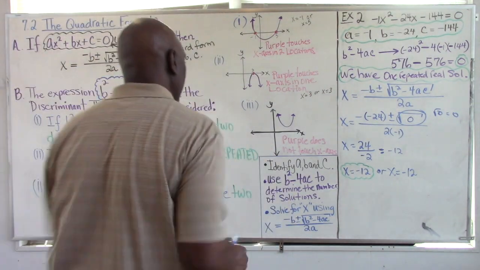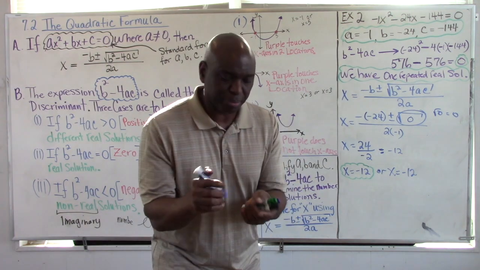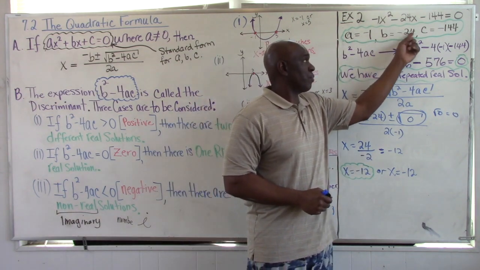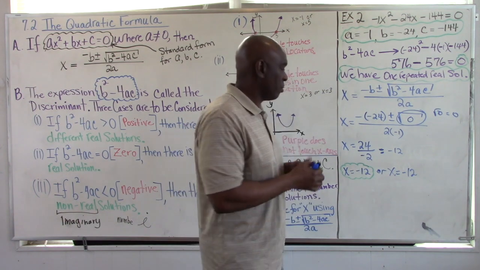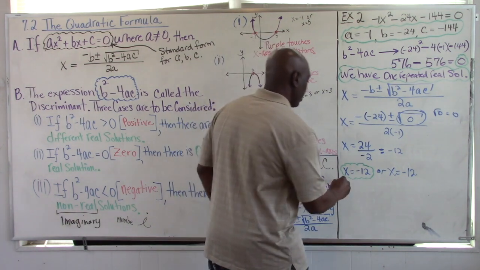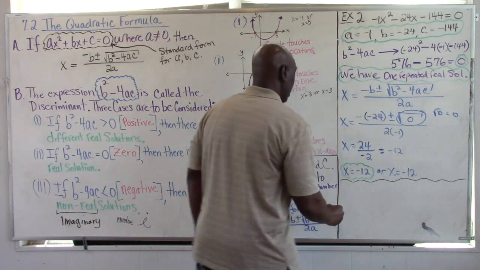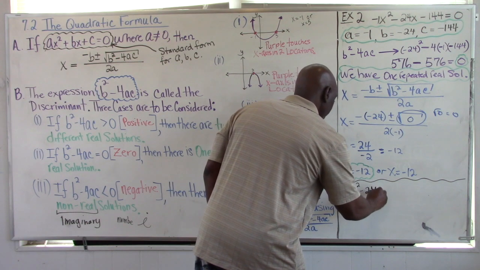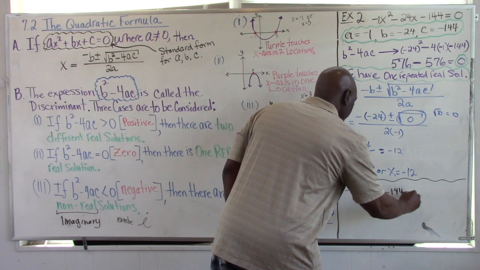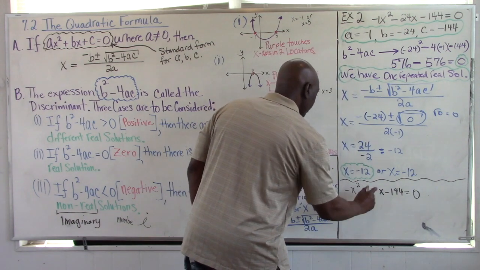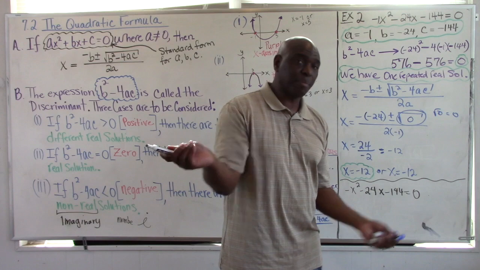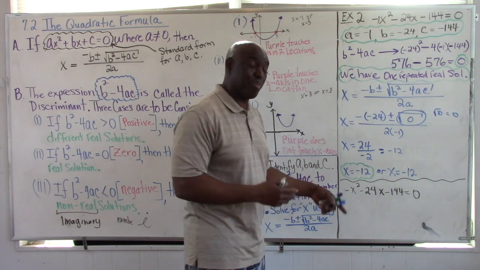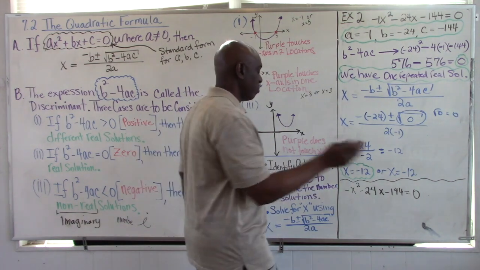All right, all right, all right. Let me say this, because this is also important. I did not have to use a equals negative 1, b equals negative 24, c equals negative 144. Check this out. Watch this. We had negative x squared minus 24x minus 144 equals 0, right? I could have divided everything by negative 1. You can divide by negative or multiply by negative, same output, same result.